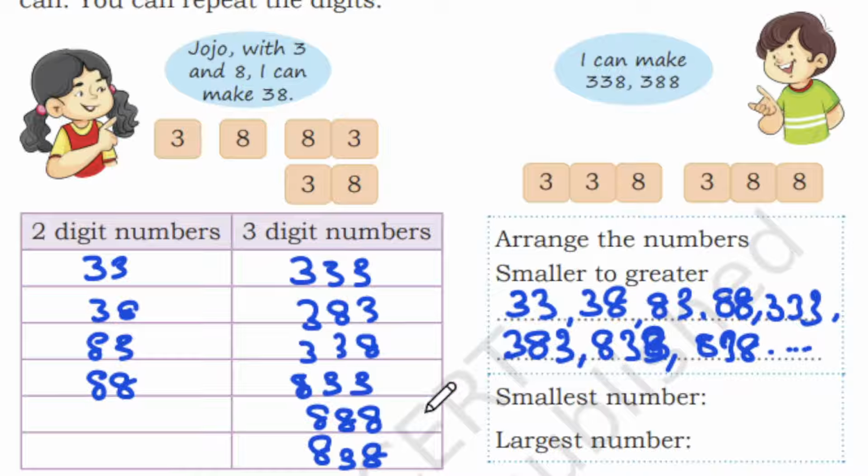Okay. So next, which is the smallest number? We all know 33 is the smallest number. The largest one is 888. Okay, 888 is the largest number.